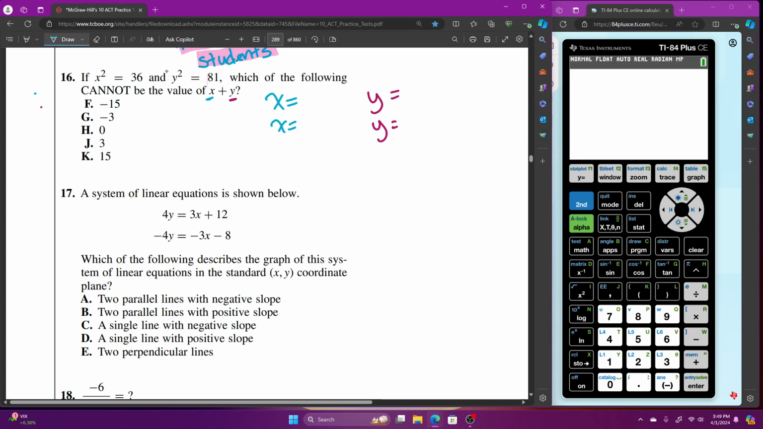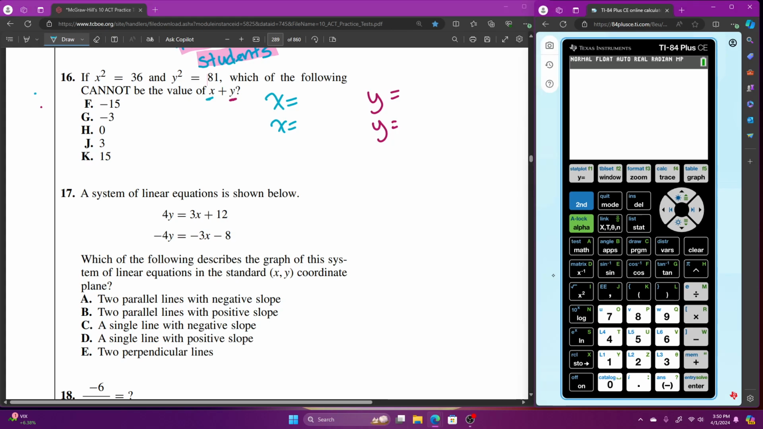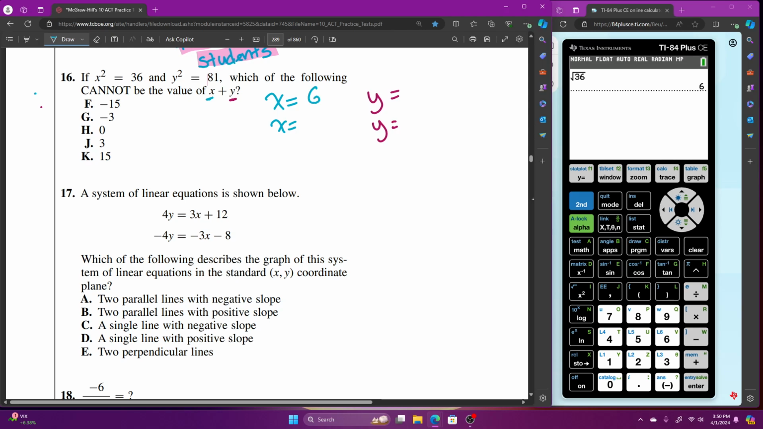And what number squared equals 36? If you're not sure, you can use your calculator. What's the opposite of something squared? Look on the squared button, it gives you a hint. Square root. So your square root of 36 is 6. So we know that x could be equal to 6, and we also know that x could be equal to negative 6. You got it.